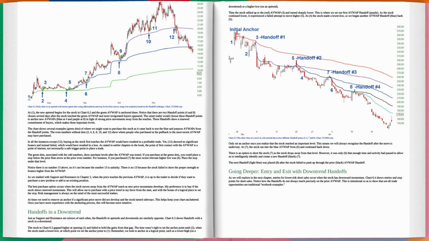These handoffs show a renewed commitment of buyers, which makes them important levels. The chart shows several examples, green dots, of where we might want to purchase this stock as it came back to test the blue and purple AVWAPs from the handoff points. The even numbers without dots, 2, 4, 6, 8, 10, and 12, show where people who purchased at the pullback to the most recent AVWAP may have purchased.